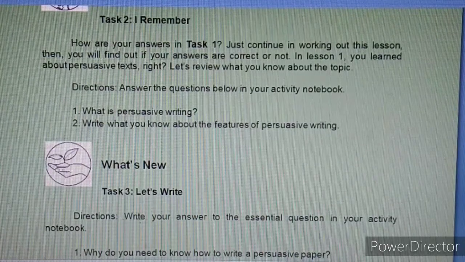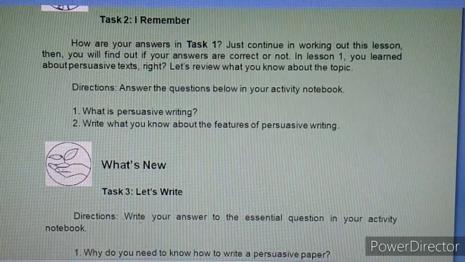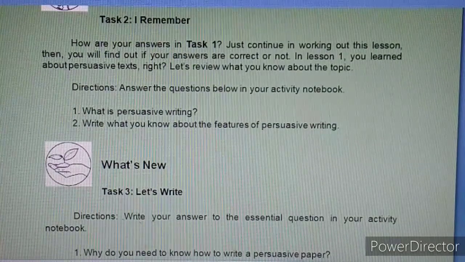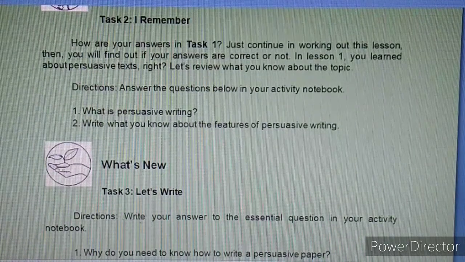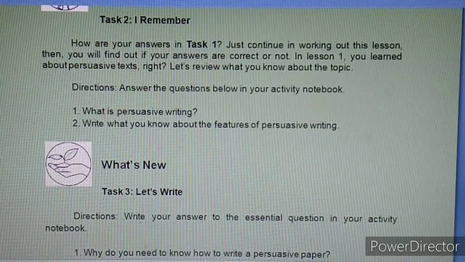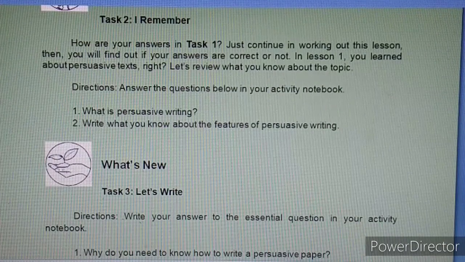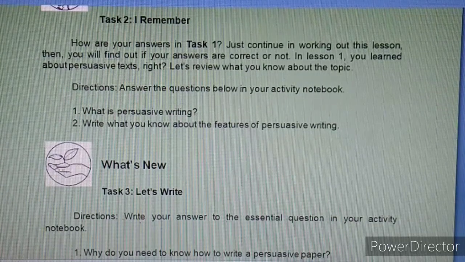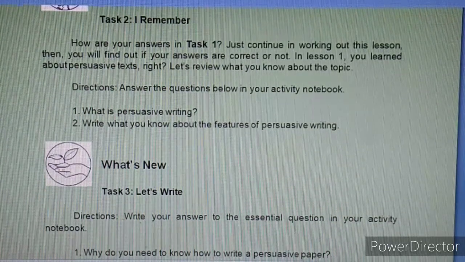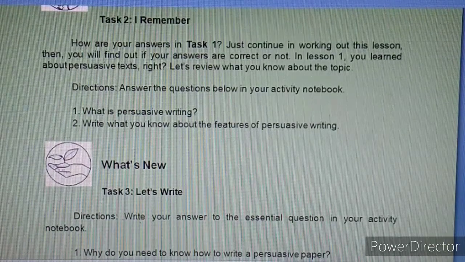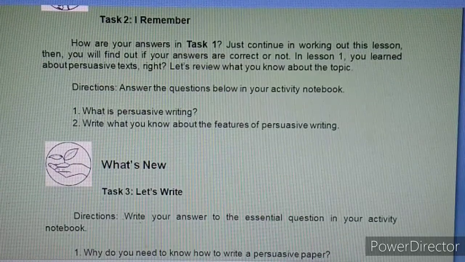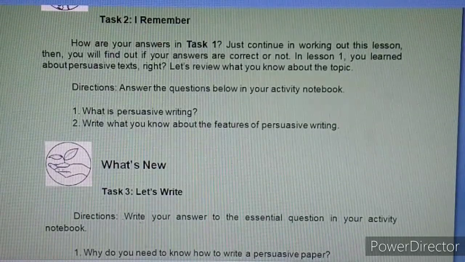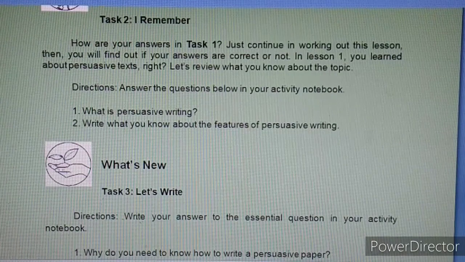Here are the directions. Answer the questions below in your answer sheet. Number 1. What is persuasive writing? And number 2. Write what you know about the features of persuasive writing. This time you can use a dictionary if you have one, or you can use Google. And this time your answers may vary. Are you done? So let's continue with Task 3.